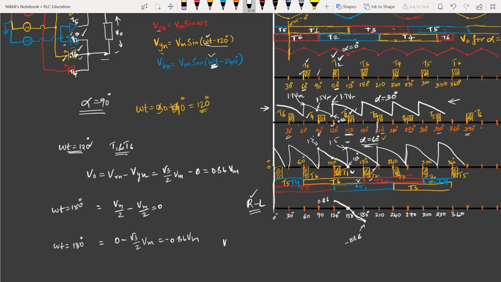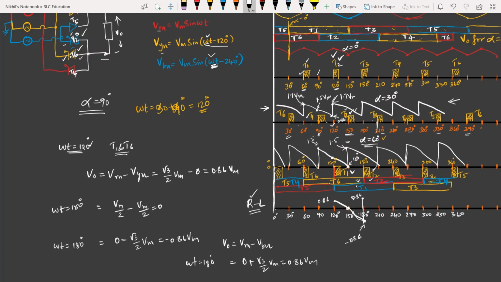That means the output voltage will be Vrn minus Vbn. Then if you put the value of omega t equal to 180 degrees, we will see what happens. 0 minus Vm sin of (180 minus 240), which will be equal to minus 60. So this will be equal to plus root 3 by 2 Vm, that means plus 0.86 Vm. That means immediately the voltage will rise again up to 0.86. So this is the type of discontinuity.